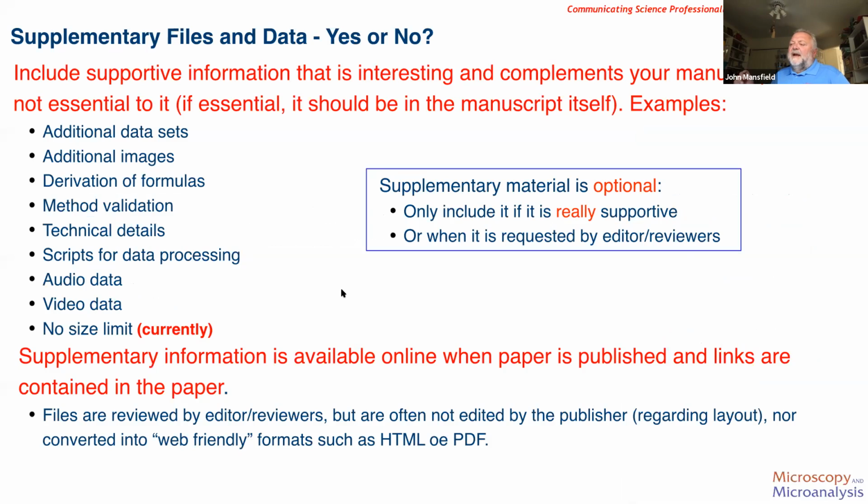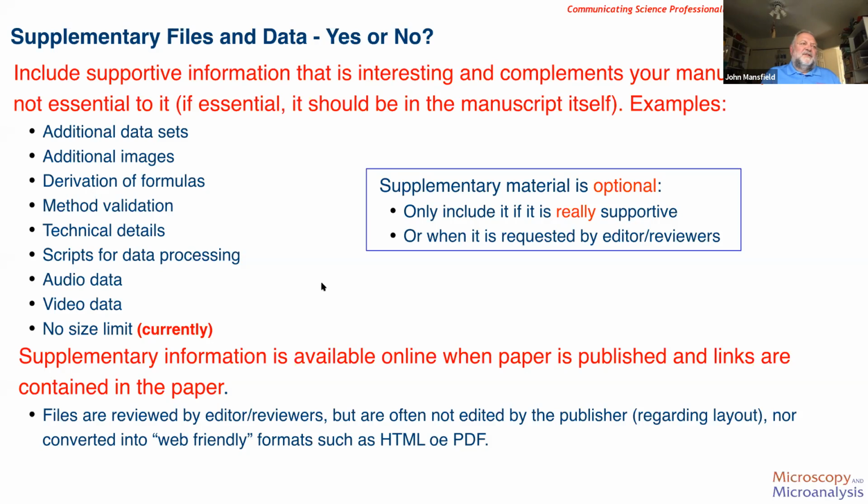Okay. Now, with modern day online material, you have the luxury of providing a lot more information than in a typical paper. You can include supportive and supplementary information if it's interesting and it complements your manuscript, but it's not absolutely essential to the manuscript. Of course, if it's essential, it should be in the manuscript, right? But if it supports the manuscript, we can allow you to publish it online, particularly things like moving images and movies. Obviously, you can't put that in print, and so that's very attractive, okay? And so the idea of video or audio data is attractive.